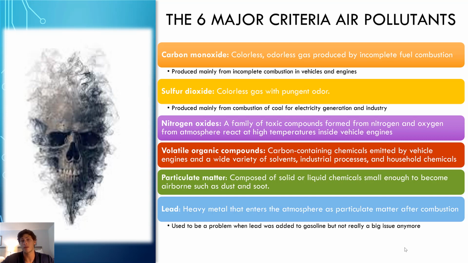Next, we have nitrogen oxides. This is a family of toxic compounds, so it can be one nitrogen with 1 oxygen, 1 nitrogen with 2 oxygens, so nitrogen dioxide, nitrogen monoxide, nitrate, nitrite, different forms of nitrogen in combinations with different numbers of oxygen atoms. So a variable family of toxic compounds that are formed from nitrogen and oxygen, which react at very high temperatures in vehicle engines. So as we are burning fossil fuels, the ambient nitrogen that is just there in the air as a result of the majority of air in the atmosphere being N2 will, in very hot temperatures, react with ambient oxygen to result in the nitric oxides.